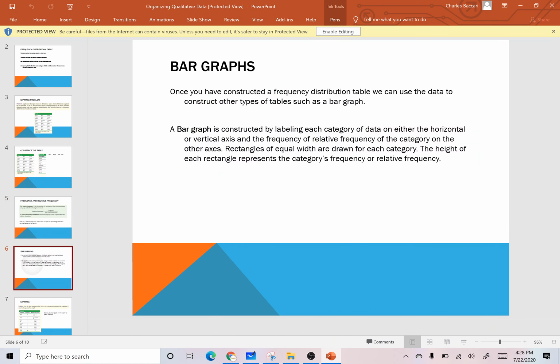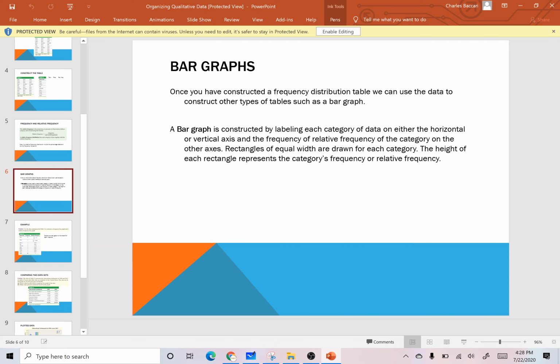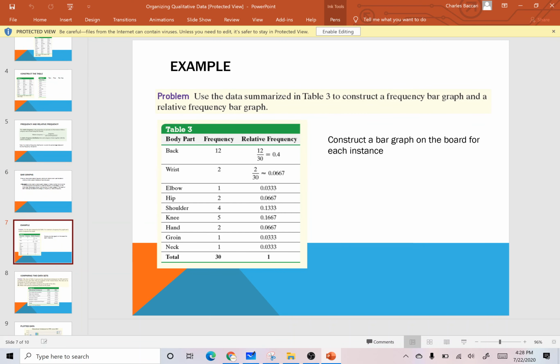And so, some things to note. We have bar graphs, and a bar graph is constructed by labeling each category on either the horizontal or vertical axis, and the frequency or relative frequency on the other axis. Rectangles of equal width are drawn, and the height represents the frequency or relative frequency. So you guys have probably seen bar graphs before. But we're going to actually do what's called a histogram. We can do the bar graph though. So let's do the bar graph real quick.